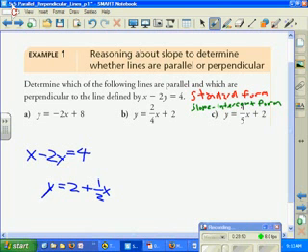Are we with that, or we still watch? Richard? Right? Y equals negative 2.